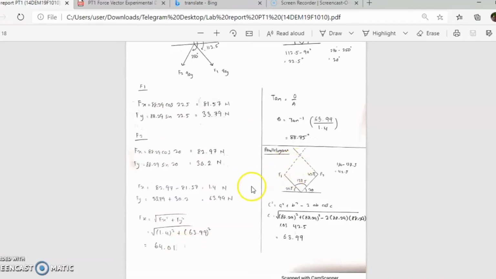Next, and lastly, we calculate to search the angle, and the formula we use is tan of opposite over adjacent, and the value that we get is 88.75 degree.